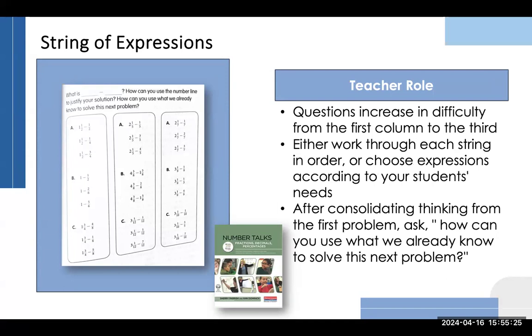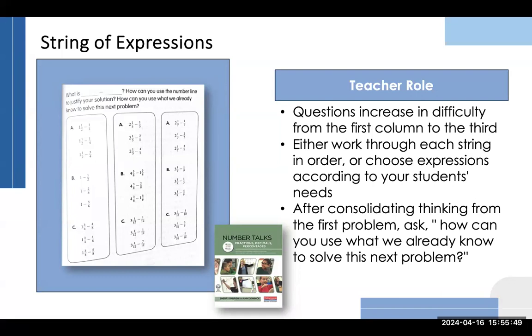And you can decide how you're going to use these strings of questions, right? We might start with just one set, ask them to determine the solution to one, and then after consolidating their thinking, start to say, okay, how can you use what we already know to help you solve the next problem? So it's structured in the way that we word the responses.